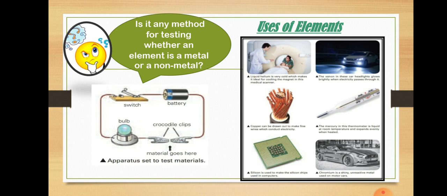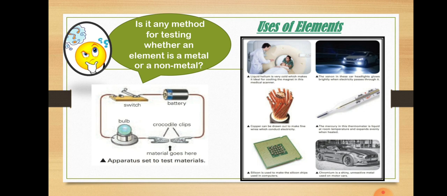The many different properties of elements mean they can be put to a great variety of uses in daily life. For example, liquid helium is very cold, which makes it ideal for cooling the magnet in this medical scanner. Copper can be drawn out to make fine wires which conduct electricity. Silicon is used to make the silicon chips used in computers.